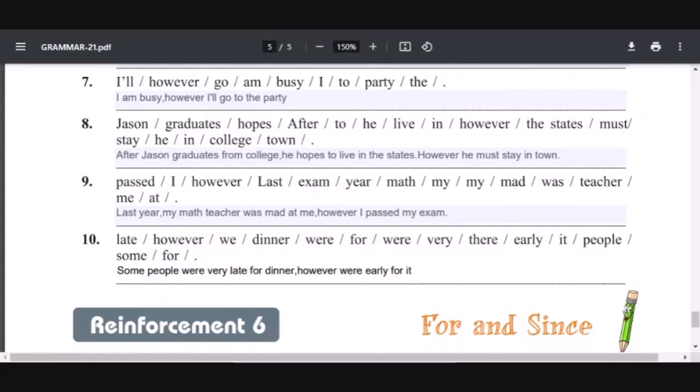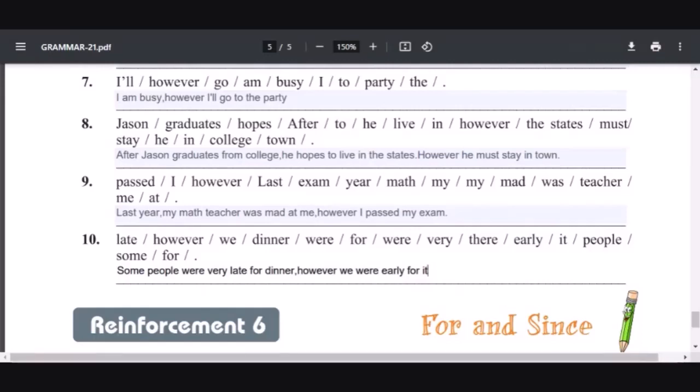We have late. We have however. We have we. However, we were early for it. We, dinner, were, for, were again, very, here, there. Okay, we were early for it. Okay, we are missing there. Early también está aquí. People, some, for. Okay, only there is missing. Some people, or how can we change? We need to put there because it is missing.